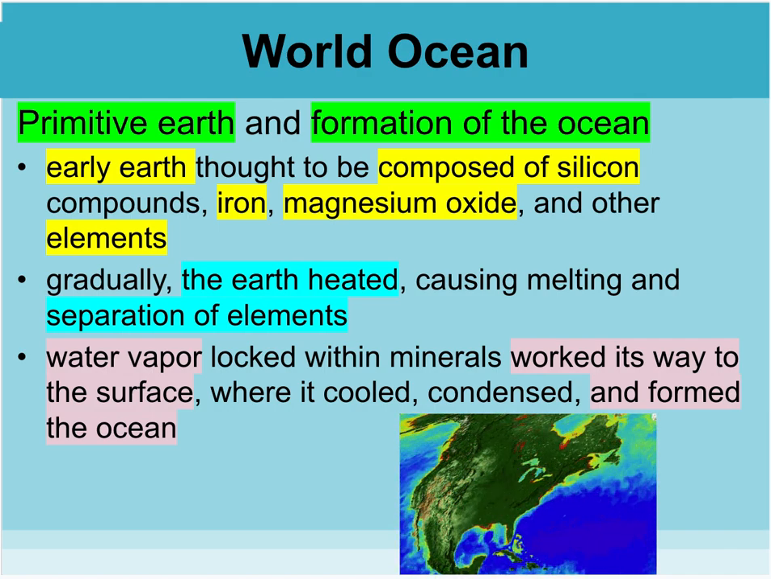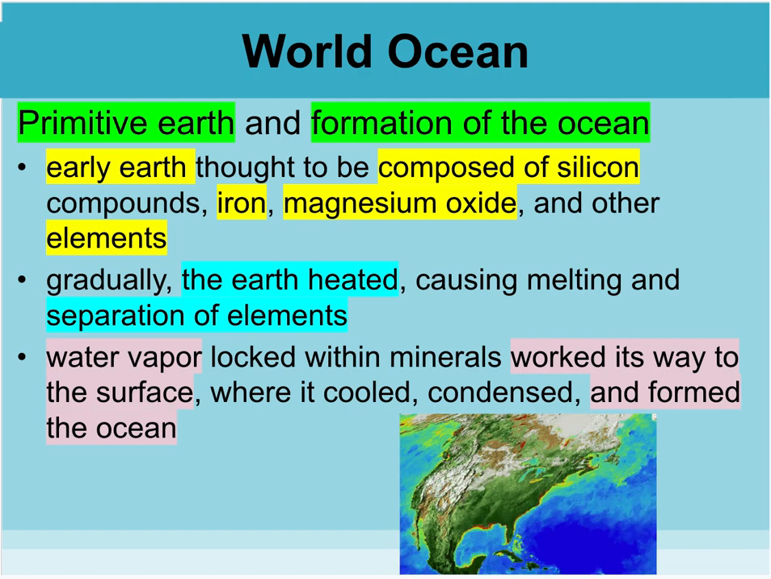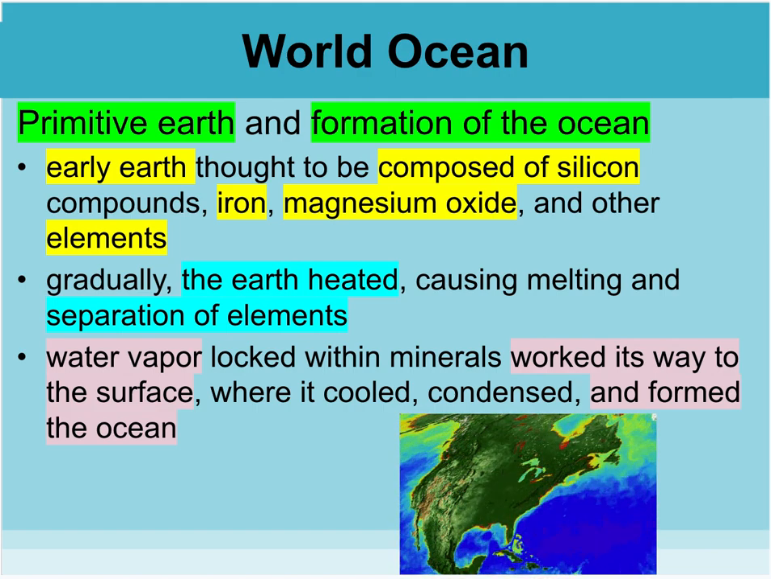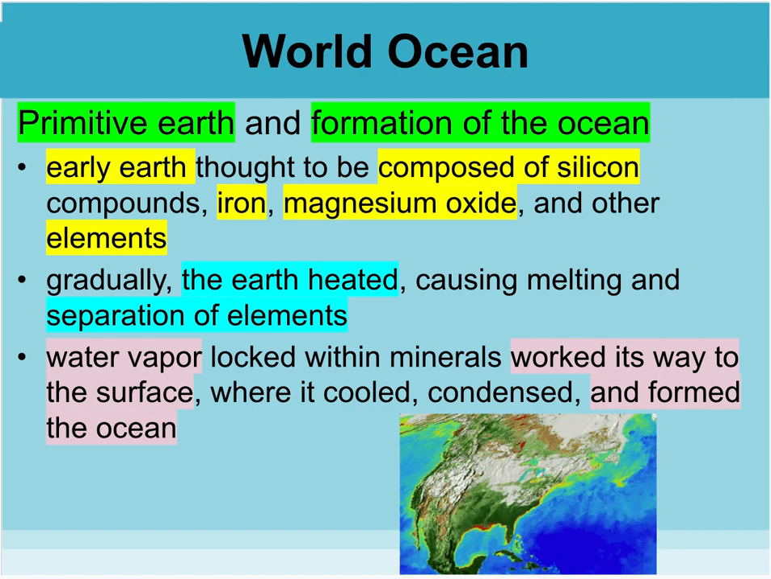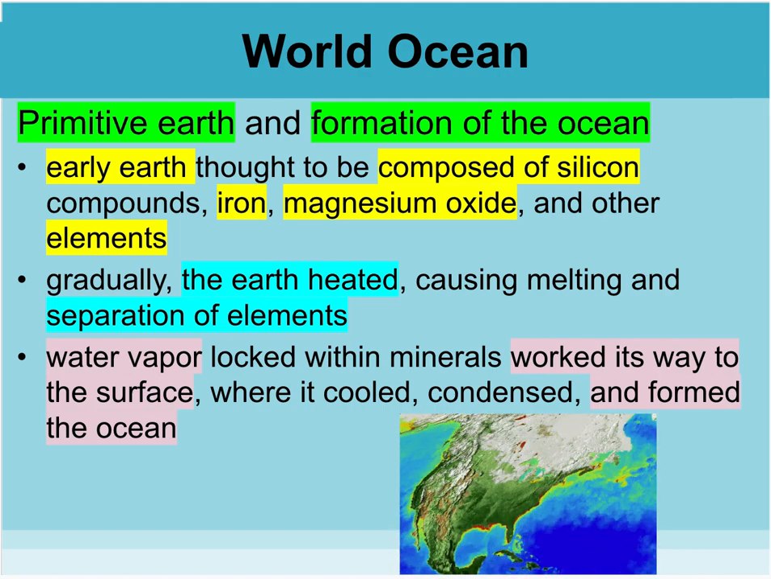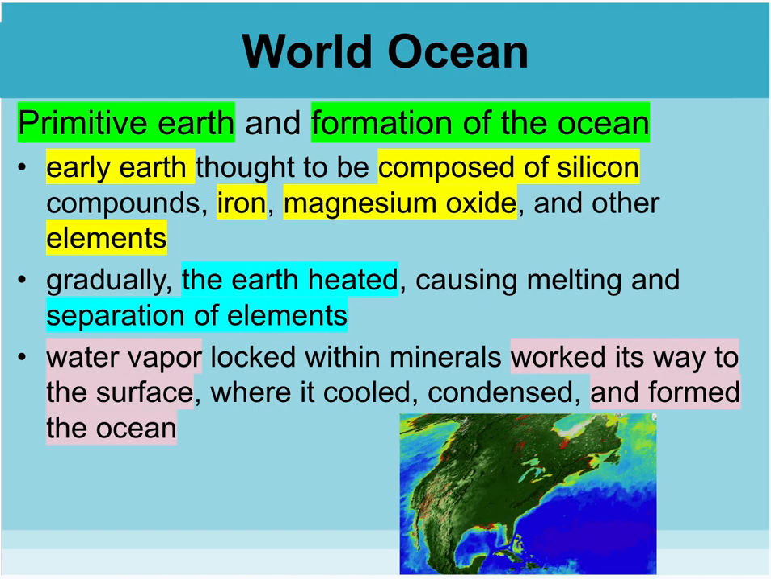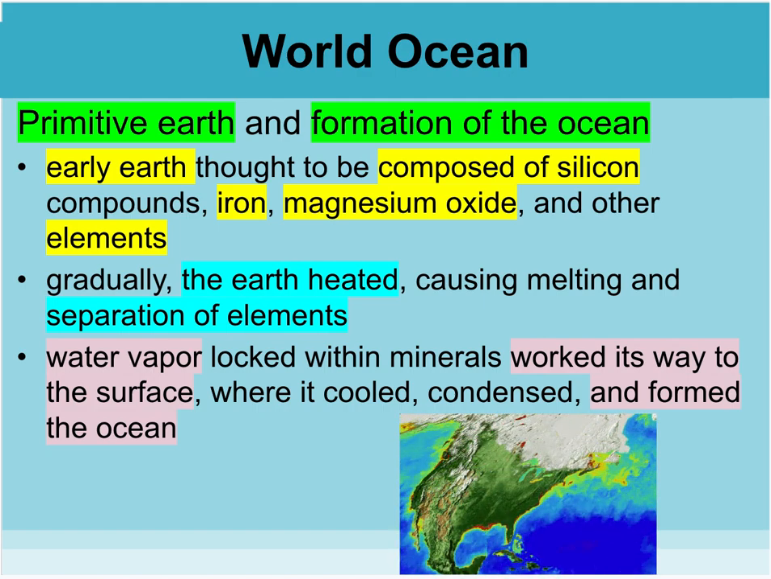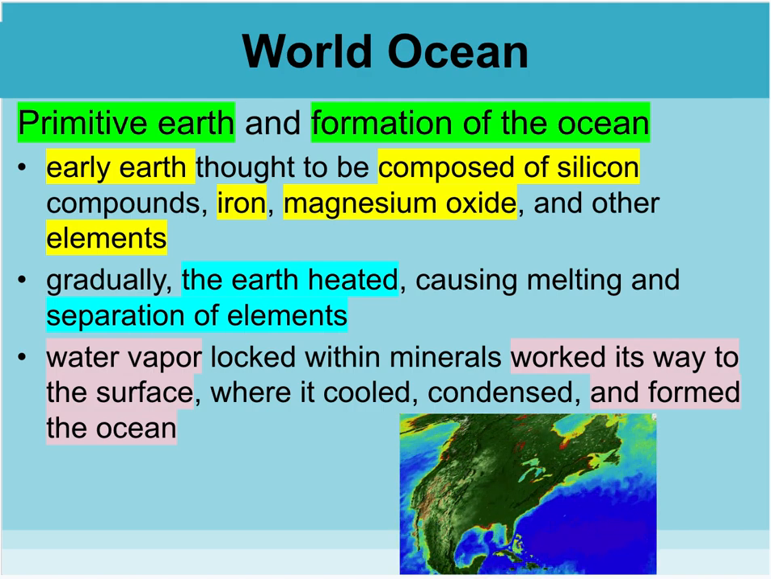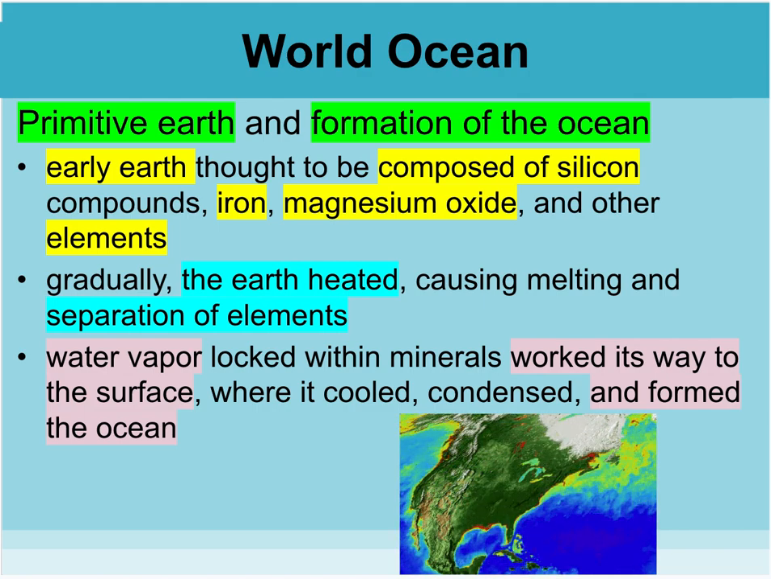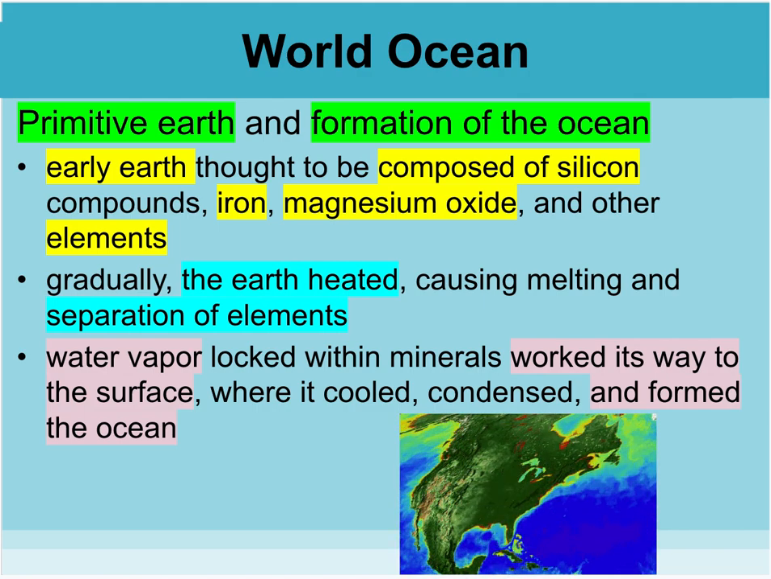So, the world's ocean wasn't always there when the Earth was first formed. It's thought that early Earth was composed of silicon and iron, magnesium oxide, and other elements. Slowly, as the Earth heated, it caused melting and separation of the different elements based on their density, some moving up and some moving down. Some water vapor that was locked away in those minerals worked its way to the surface, cooled down, condensed, and formed the world's ocean.